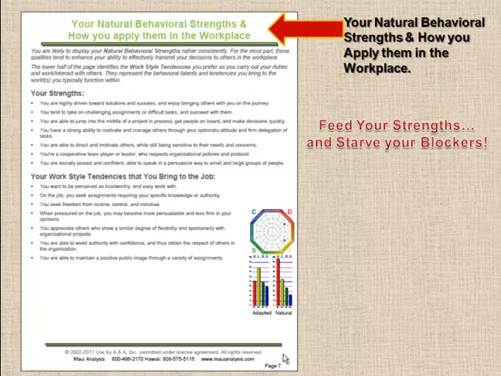The next page, page 7, shows you your natural strengths and how you apply them in the workplace. So we look at your specific strengths that you bring, as well as how you will apply them on the job. Again, very valuable information, giving you some clues as to where your natural strengths are as you're looking at the particular field that you want to go into, to help you understand the alignment between your natural style and the needs of the job.